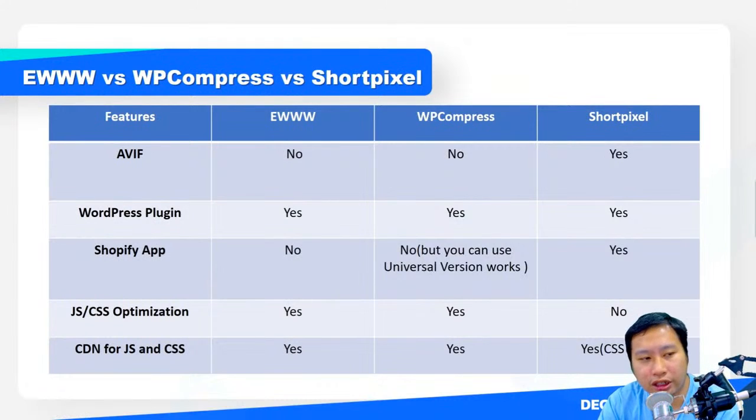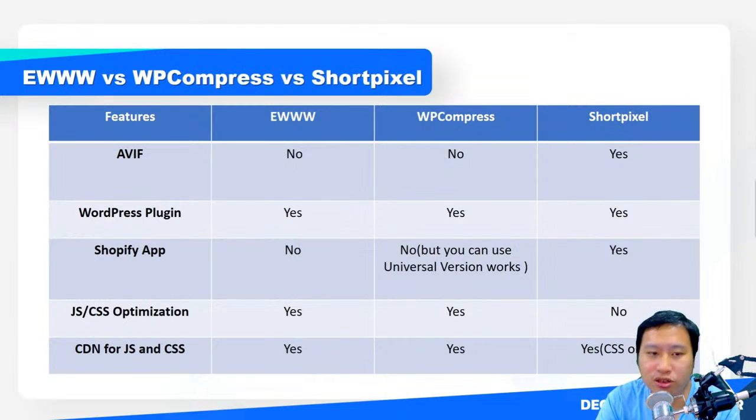Next we have AVIF file format, right? So image format. For U and WP Compress, they do not provide AVIF at the moment. However, with ShortPixel, they do provide AVIF, right? However, the same thing goes, whenever you create an AVIF image, it will consume a credit as well, right?